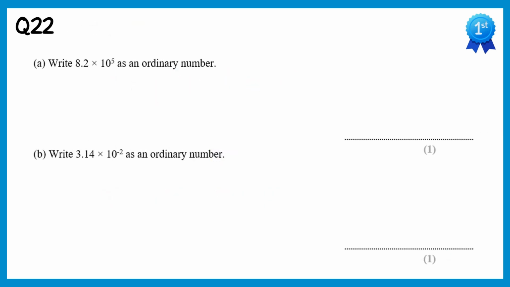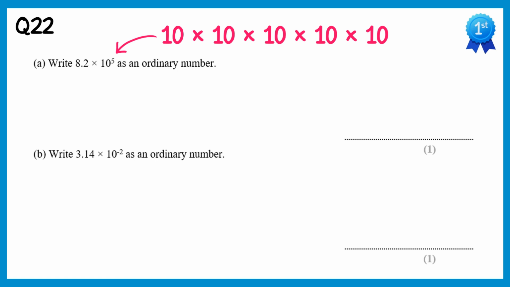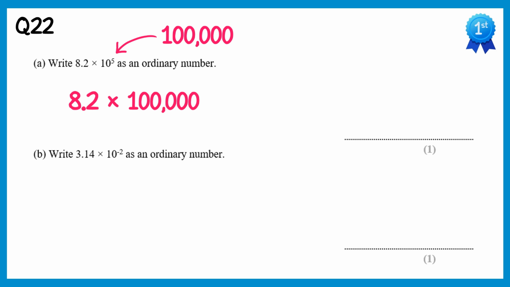We're given a number in standard form here, and we need to write it as an ordinary number. Notice it's multiplied by 10 to the power 5, which is just 10 times 10 times 10 times 10 times 10 again, which is 100,000. So we just need to do 8.2 multiplied by 100,000, which gives you 820,000.